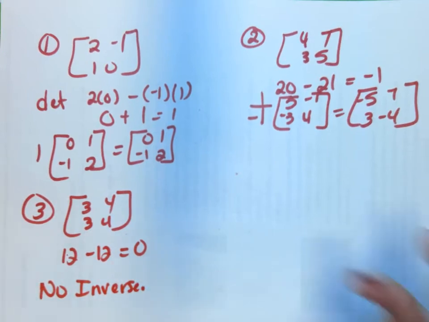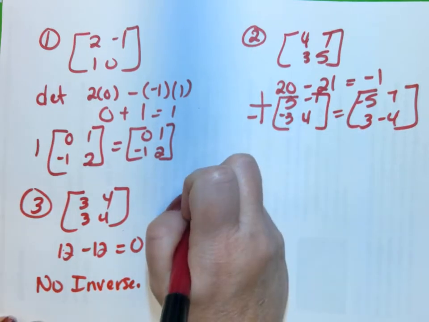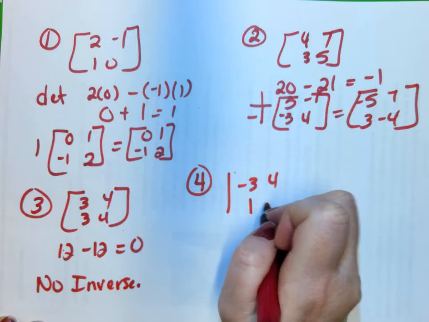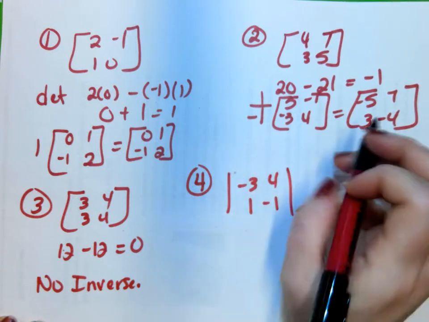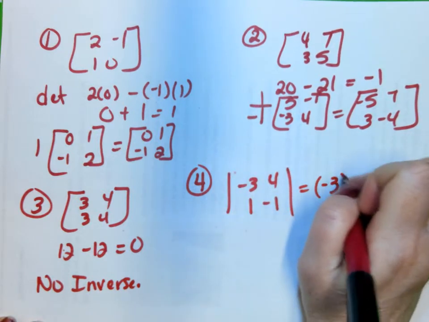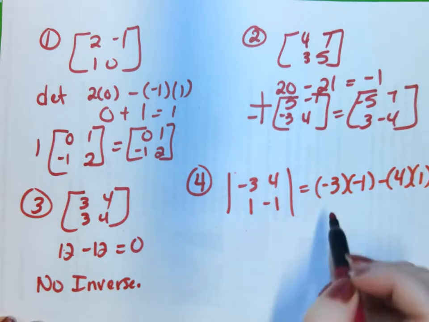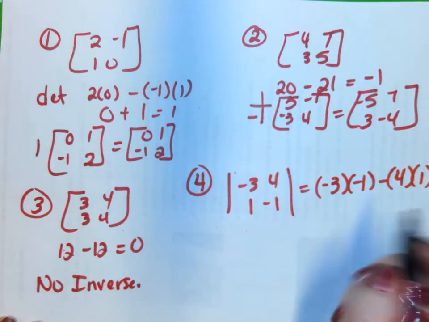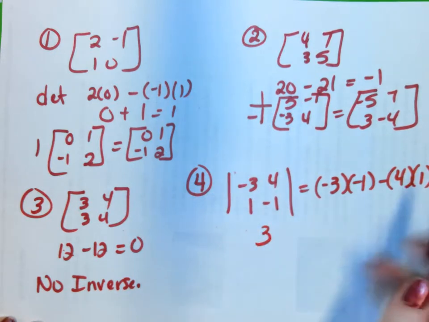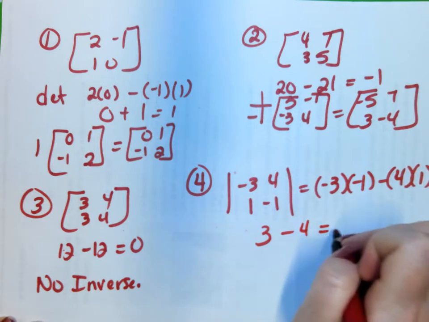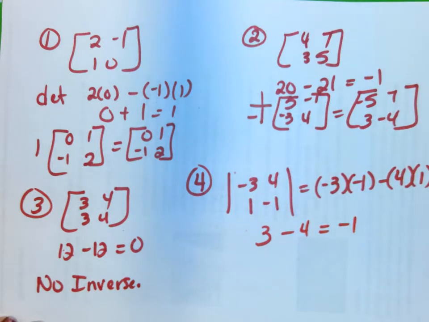All right. Number 4 says find the determinant. Negative 3, 4, 1, negative 1. Again, we multiply. Negative 3 times negative 1 minus 4 times 1. Negative 3 times negative 1 is 3. Minus 4 times 1 is 4. 3 minus 4 is negative 1.